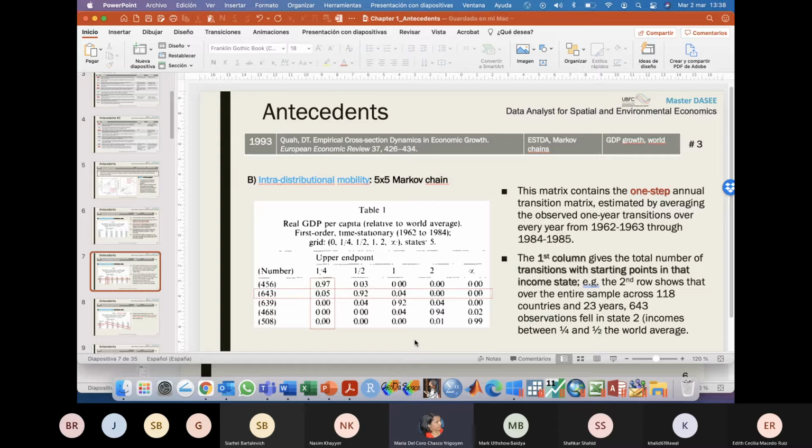On its side, the second row shows that over the entire sample across 118 countries and 23 years, 643 observations end up falling in state 2. That is, incomes between 1/4 and 1/2 of the world average. This is what is highlighted here. So this 643 is the number of observations that ended up falling in state 2.